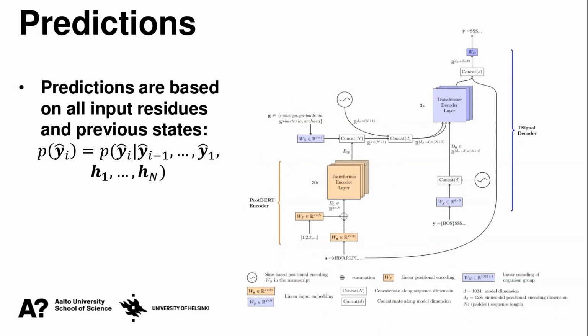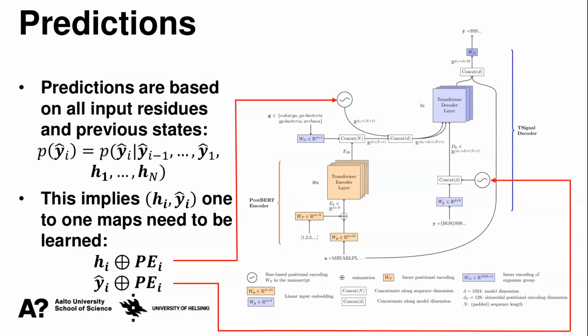A key advantage of this formulation is highlighted by the prediction formulation. Each residue's corresponding label at every position i will be predicted based on all previous labels and all input residues, unlike, for example, a sequence tagging approach. On the flip side, this means that the necessary one-to-one mapping between an input residue and its corresponding label at position i needs to be learned by the model. To solve this, we concatenate the sine-based positional encoding to both the output and input vector representations and note considerable improvements when doing so.